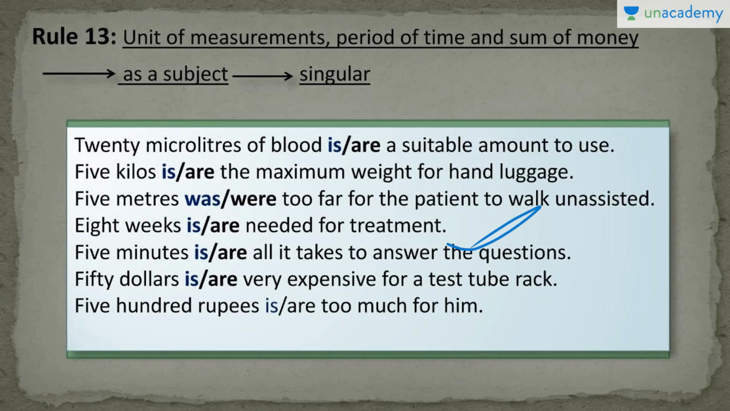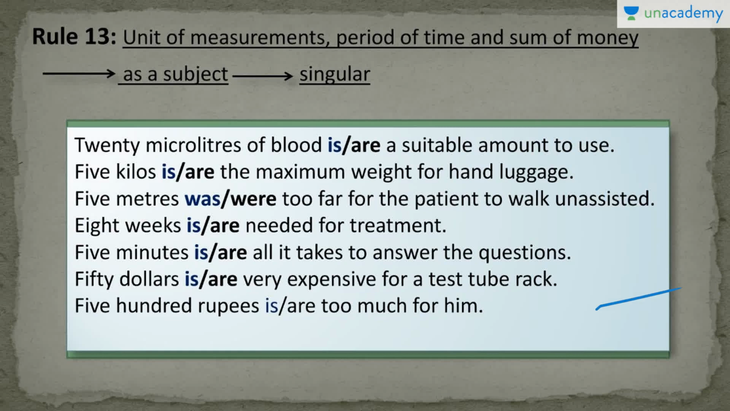Next, 5 minutes is or are all it takes to answer the question. Again, 5 minutes is a period of time, and since it is a subject here, this would be considered as singular only, and since the subject is singular, the verb has to be singular, so I would choose is, and the correct sentence becomes 5 minutes is all it takes to answer the questions.